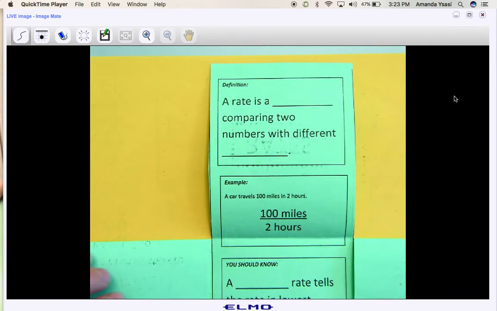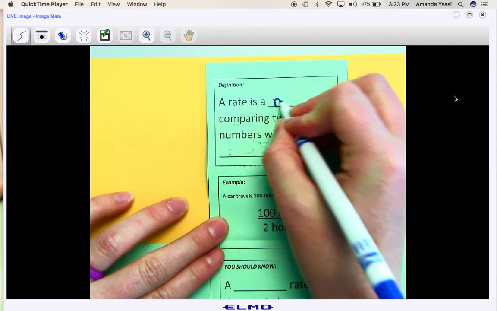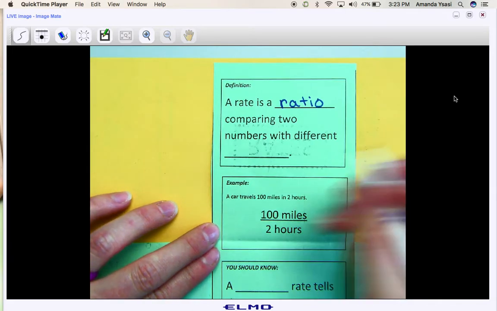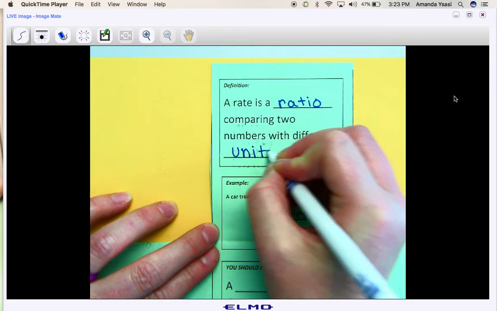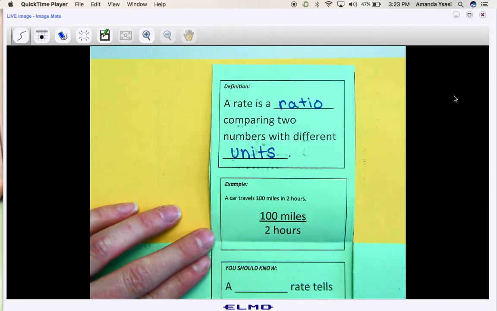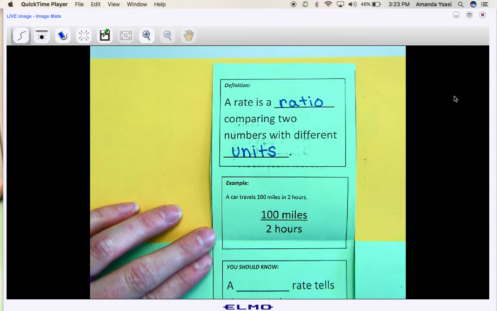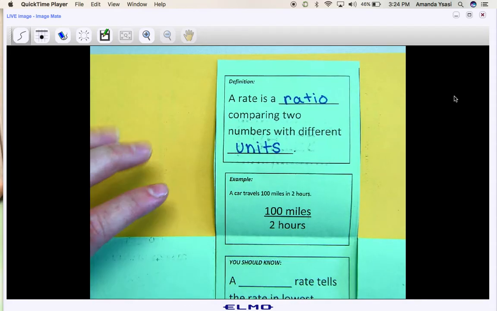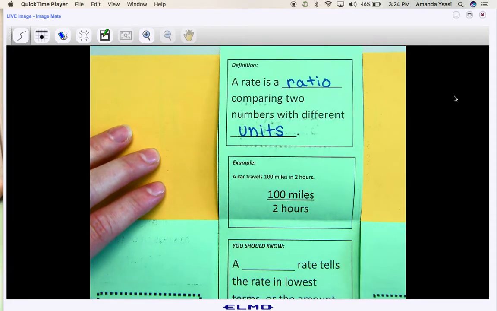Okay, a rate is a ratio comparing two numbers with different units. So units are miles, hours, inches, feet, any kind of units that you want to use. Hamburgers, hot dogs, TVs, doesn't matter. Any kind of units, anytime you're specifying the unit of whatever we're talking about.